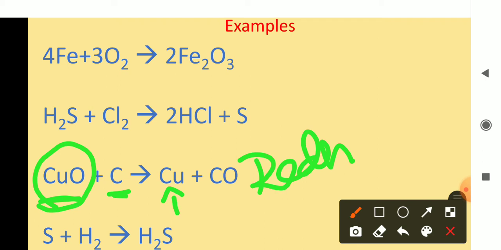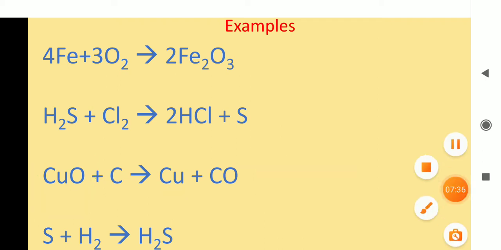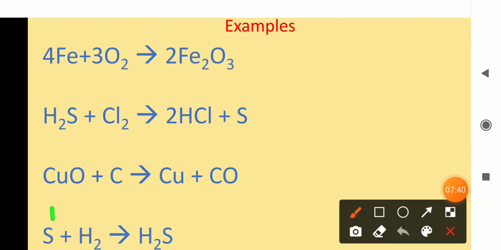Then come to reaction number 4. What happens in reaction number 4? Sulfur is taken and allowed to react with hydrogen. So addition of hydrogen takes place. Addition of hydrogen is called reduction. So the final reaction also is an example for reduction process.